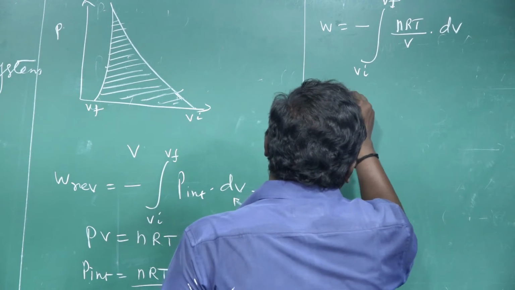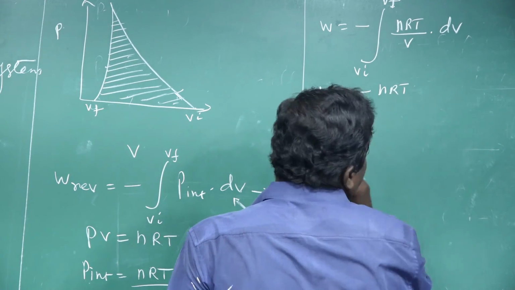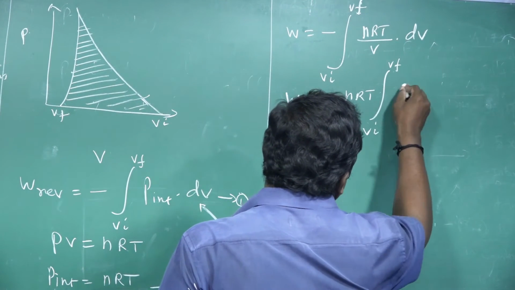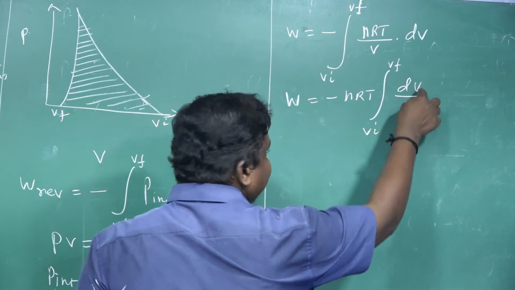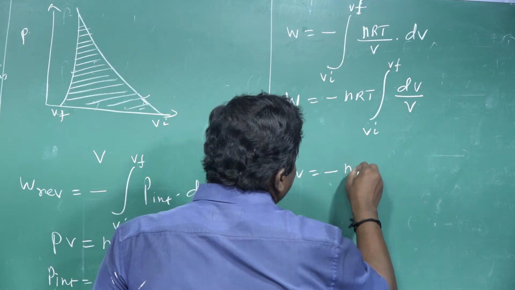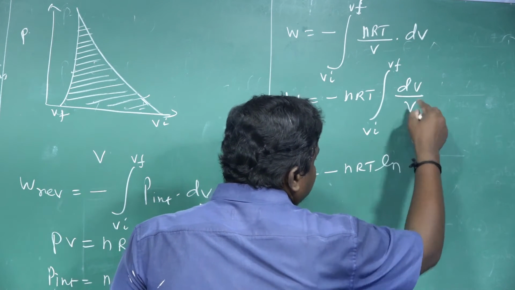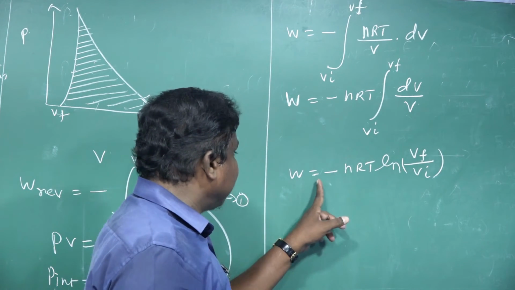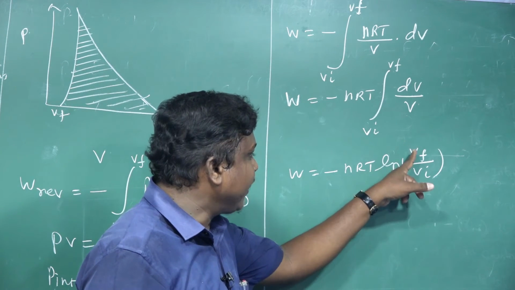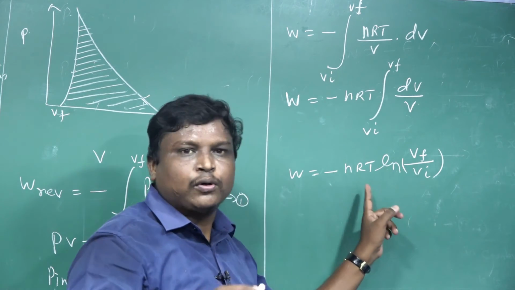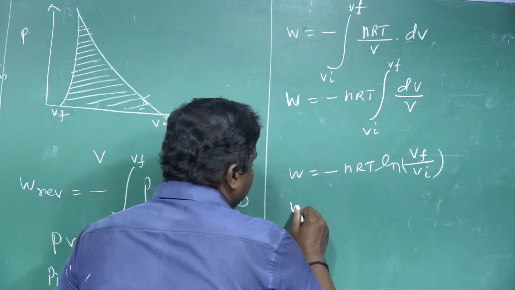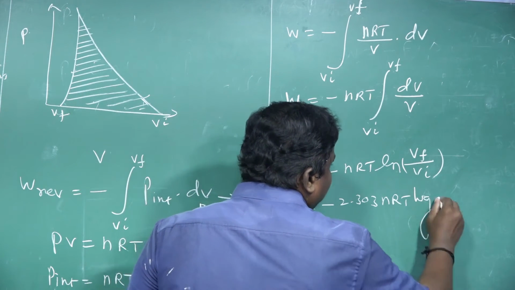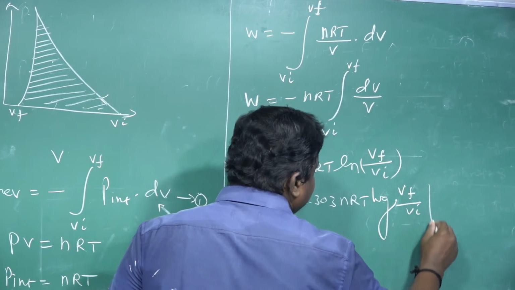Work is equal to minus nRT times the integral from initial volume to final volume of dV by V. So W is equal to minus nRT ln, since the integral of dV by V is ln of final volume by initial volume. W equals minus nRT ln of V final by V initial. Ln is converted to log by multiplying by 2.303, so W is equal to minus 2.303 nRT log of V final by V initial.